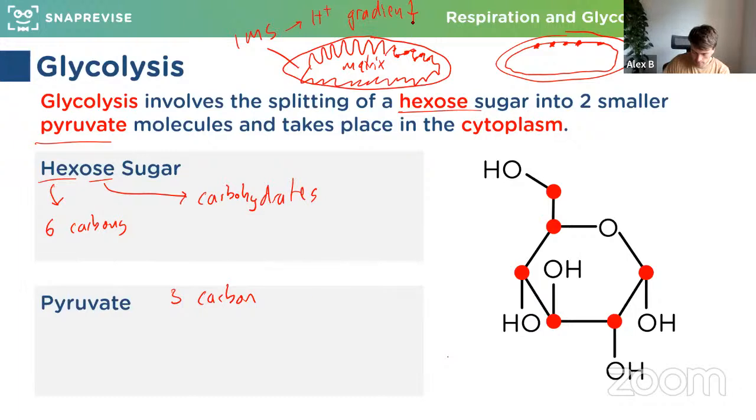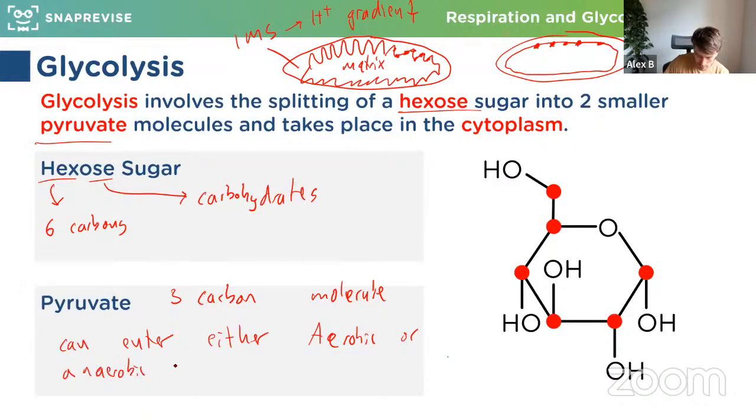So this is a 3 carbon molecule, and it can enter either aerobic or anaerobic pathway, but depending on O2 availability.